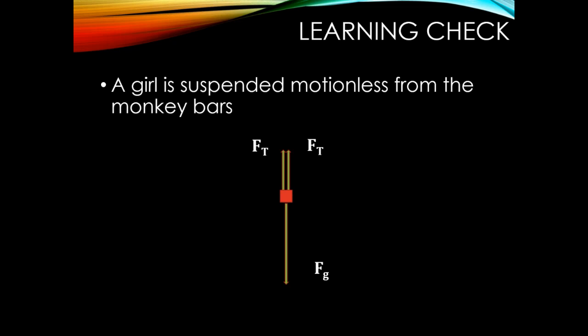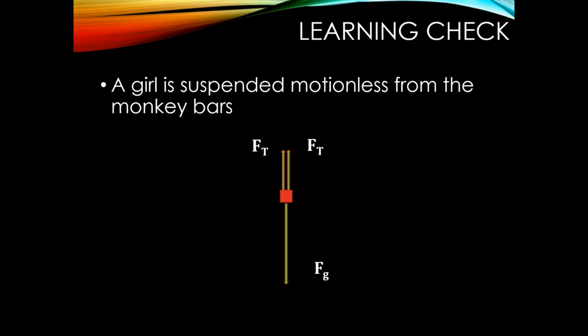So we have a girl suspended motionless from the monkey bars. Now, typically when somebody hangs from monkey bars, they're hanging with both arms. So in a force diagram, we want to represent every force that is acting on that object. So we can probably say that our girl is the system. There's really not a lot of other things that we could identify as a system in this problem. So the girl is our system, and she is hanging from the monkey bars.